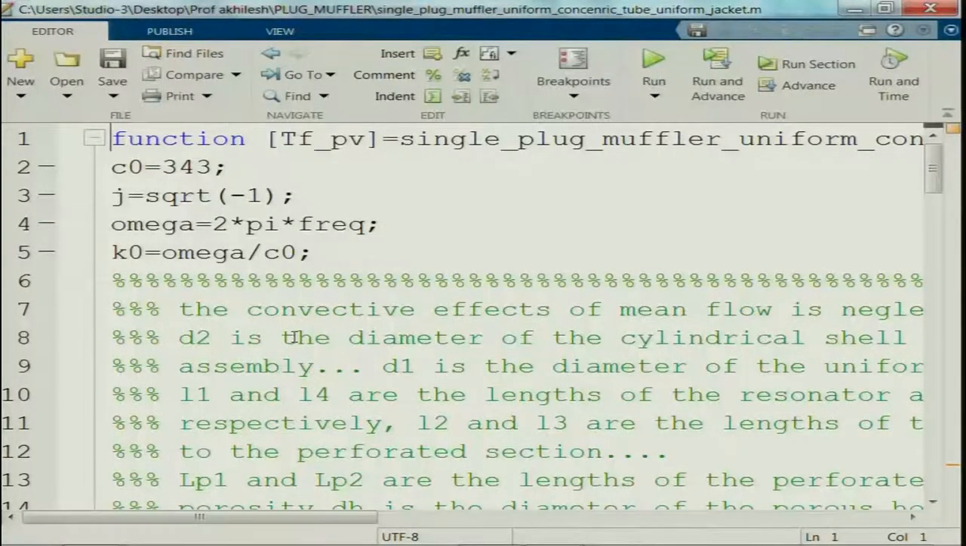It lowers the peak and raises the trough. So, those effects are seen. Now, let us quickly have a look at the configuration.